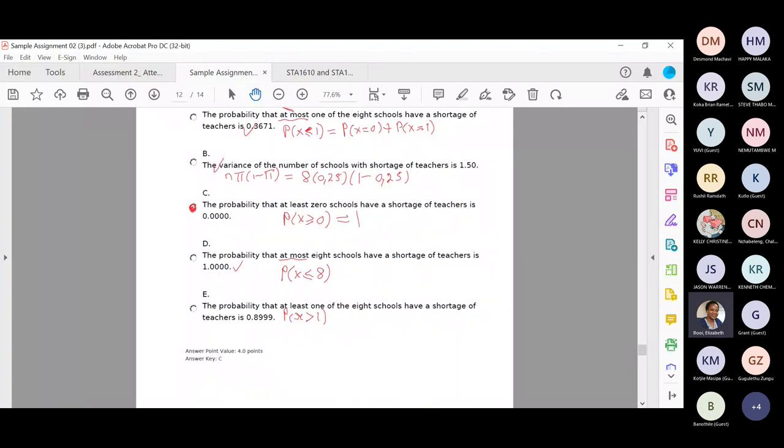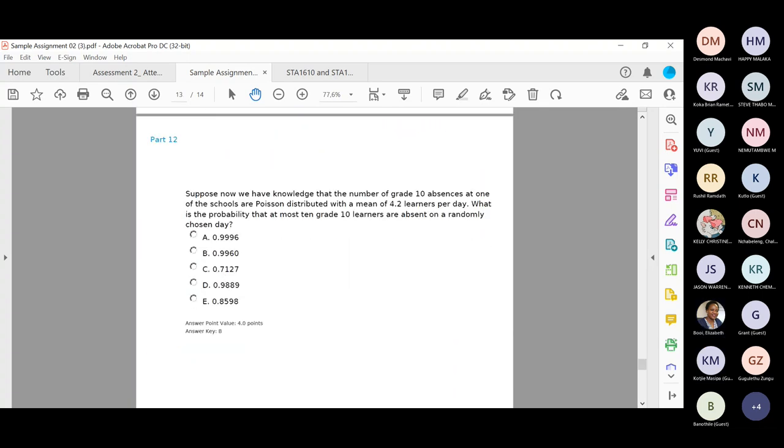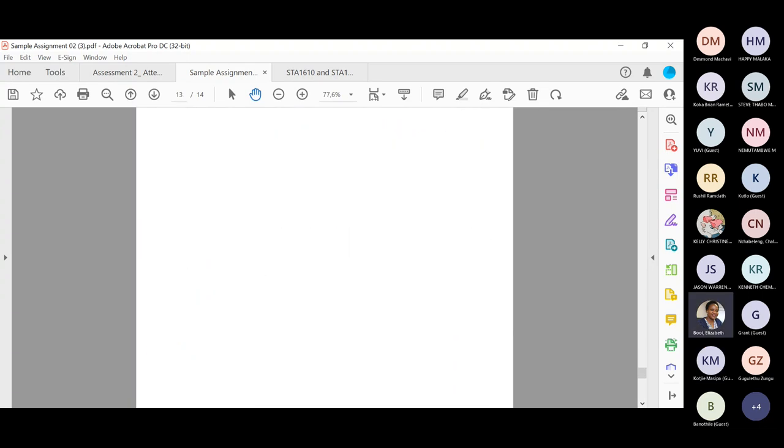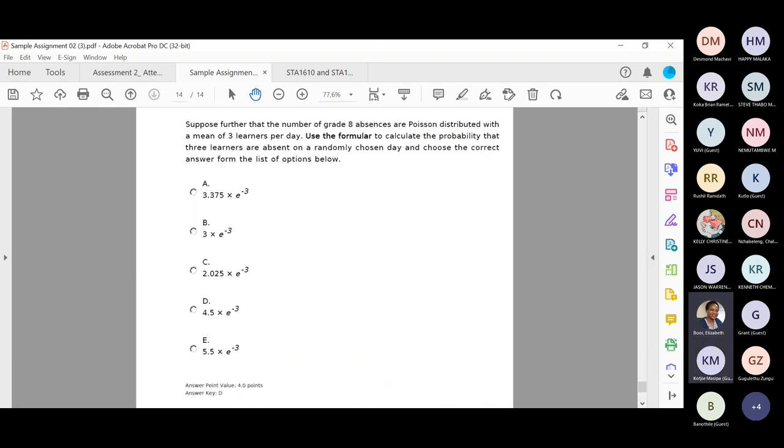And which other thing haven't we spoken about? Oh, the formulas.